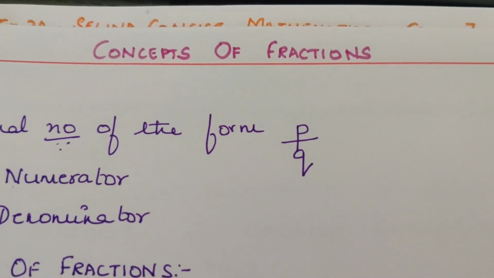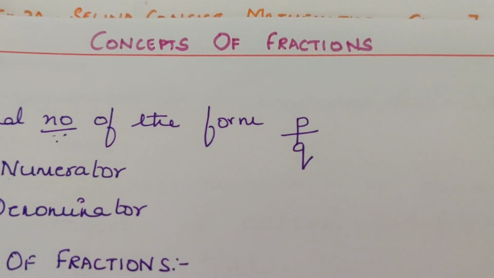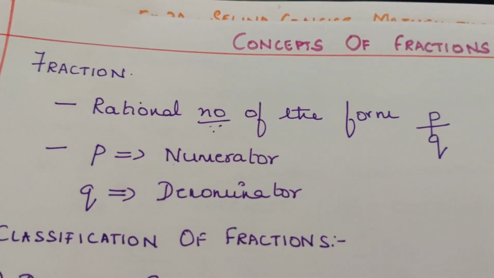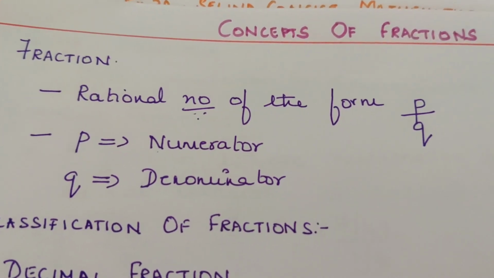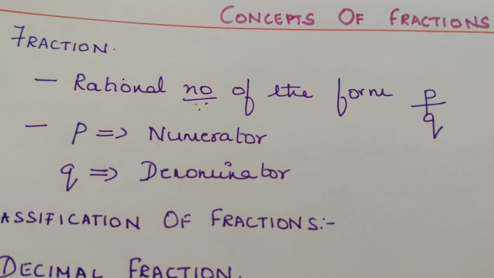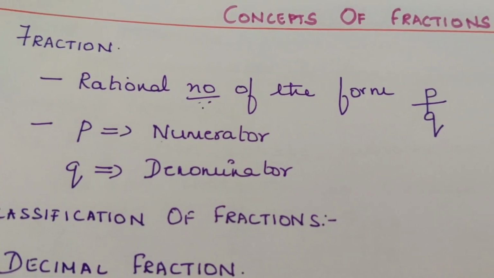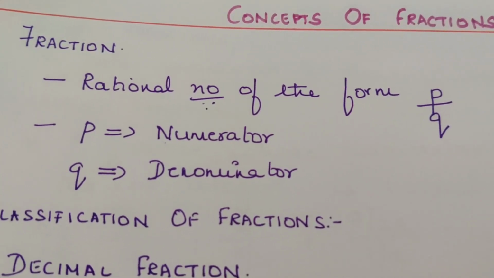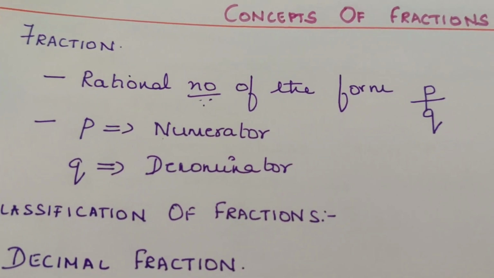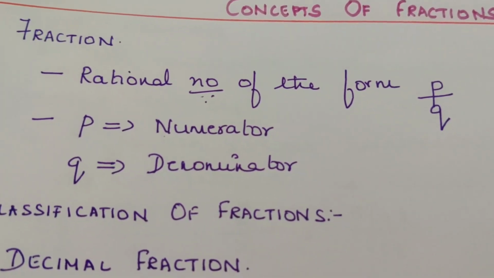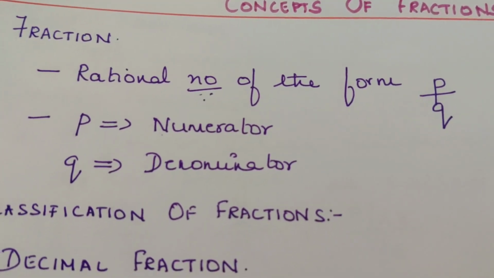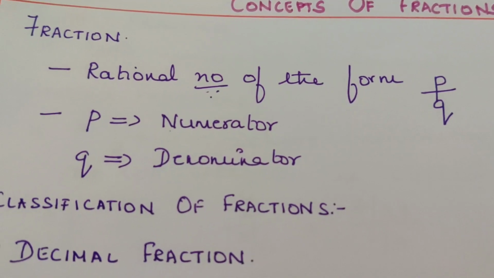Maybe for class 7 and lesser, these concepts would be useful. Okay, what is a fraction? A fraction is a rational number of the form p by q, where p is the numerator and q is the denominator. So it could be anything like, for example, 2 by 3, 5 by 6, 7 by 8, 9 by 10, anything. So a fraction is nothing but a rational number of the form p by q. P is the numerator and q is the denominator.